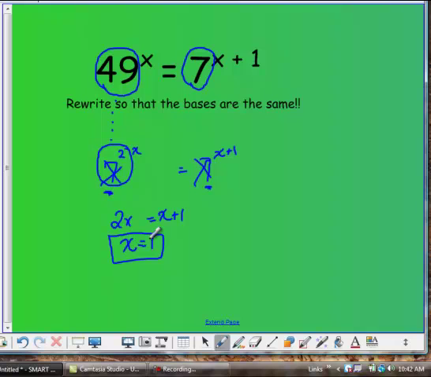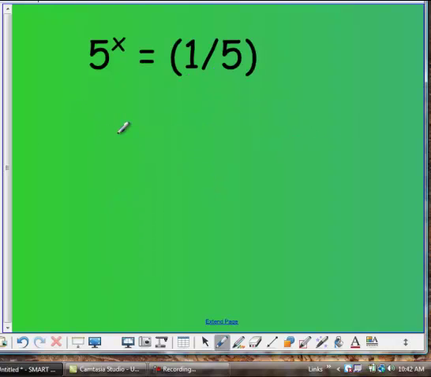Now some of you may have been able to figure that out without even having to do all this change of base stuff. You might have looked up here and said, well, 49 is 7 squared, so this has to be 1. Great. Again, this one could be really obvious. 5 to what power gets me 1/5? Well, most of you right away might say, oh, -1.